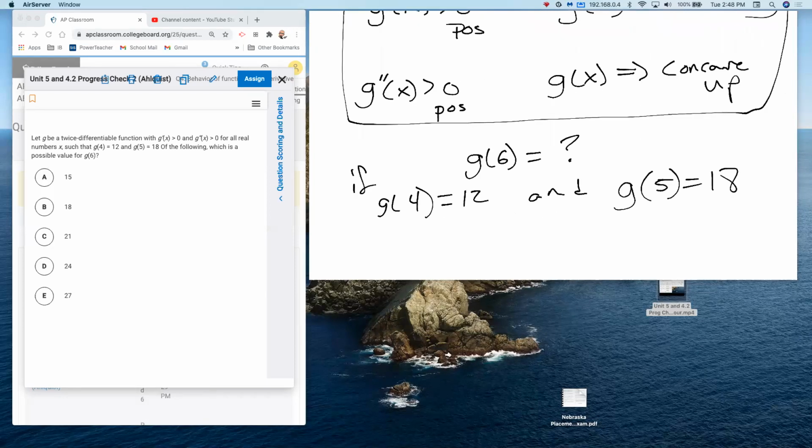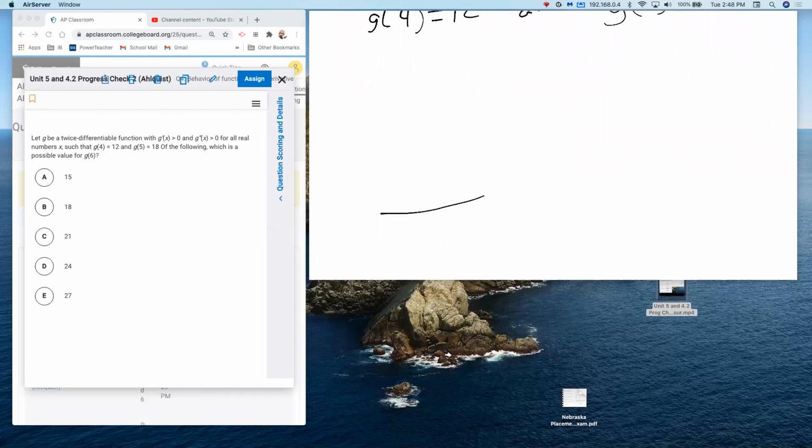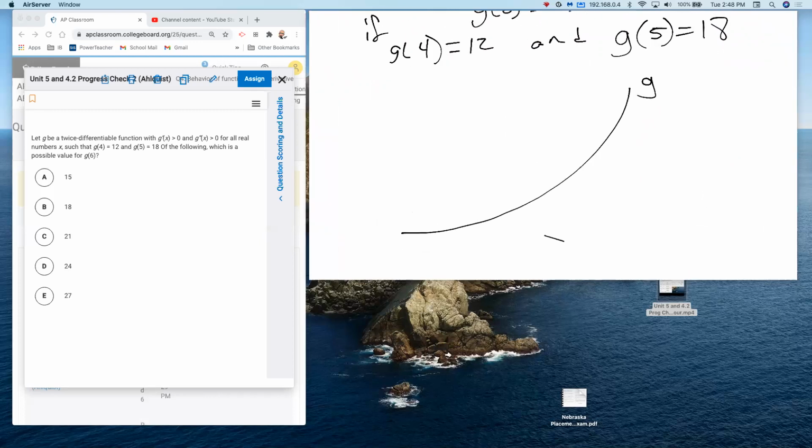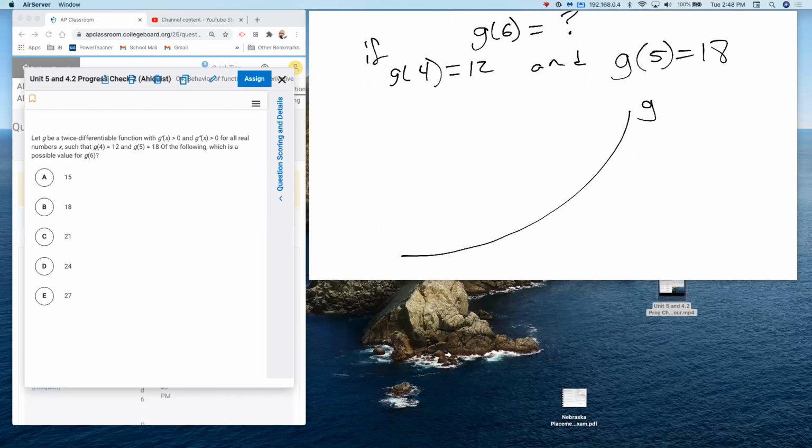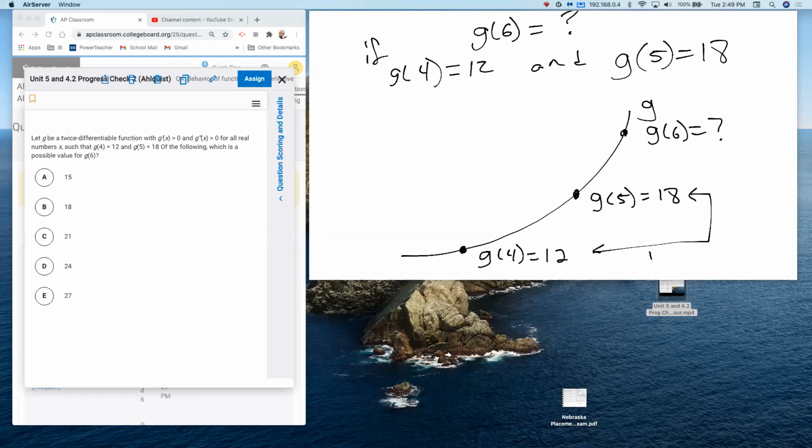And really what the calculus is saying is we have a graph that looks like this, a graph that's increasing and concave up. Okay, that's what it has to look like on some level. Now, here's what you need to figure out: if g of 4 is equal to 12 and g of 5 is equal to 18, and we're trying to find what g of 6 is, notice that this change is up 6, right?